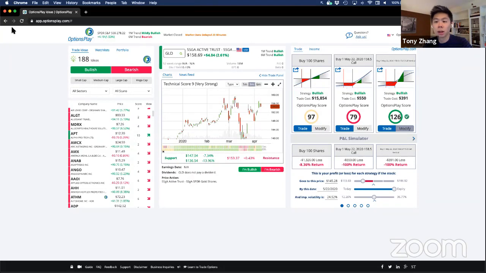Are all the stocks on the left also on the liquidity list? Yes, correct. They are all on the liquidity list. What time is your review on Friday morning? It's 9 a.m. Eastern.